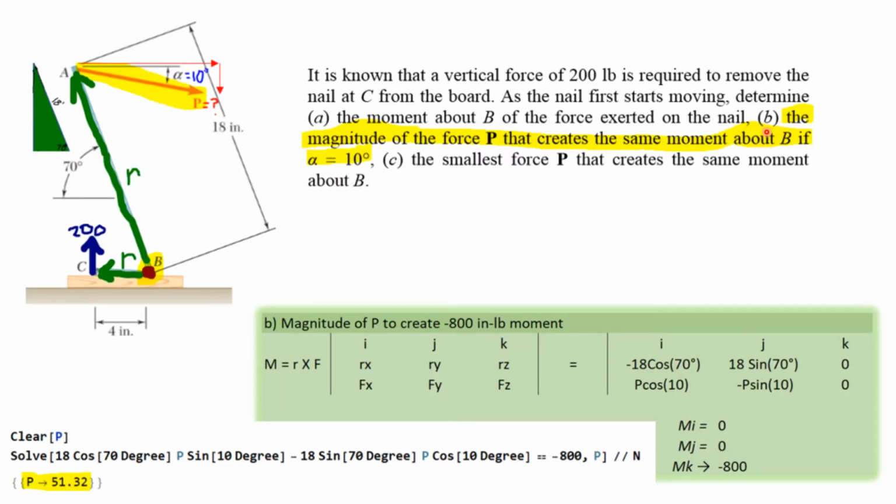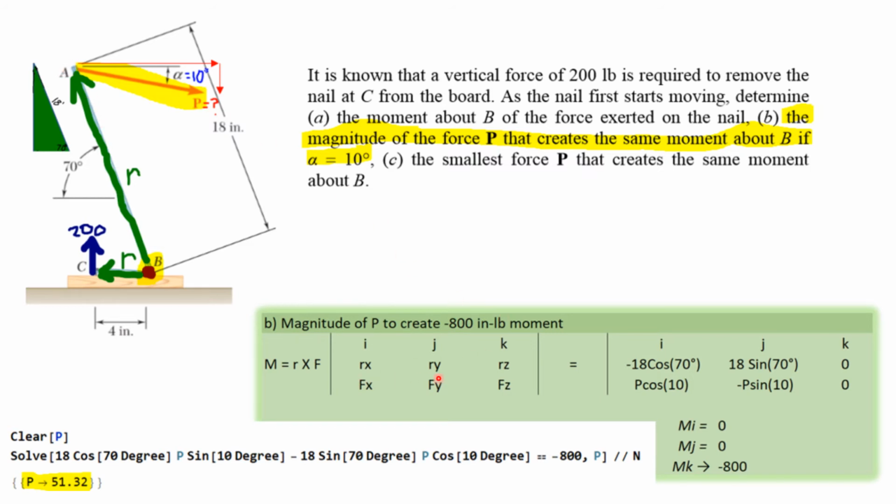Part B. Find the magnitude of the force P that creates the same moment about B if alpha equals 10 degrees. So let's label what they give us here. If alpha is 10 degrees, we're going to find out what this force is if we're going to create 4 times 200, an 800 pound-inch moment going on over here. Okay, so here is the nail, and it's going to be pulled up by R cross P.